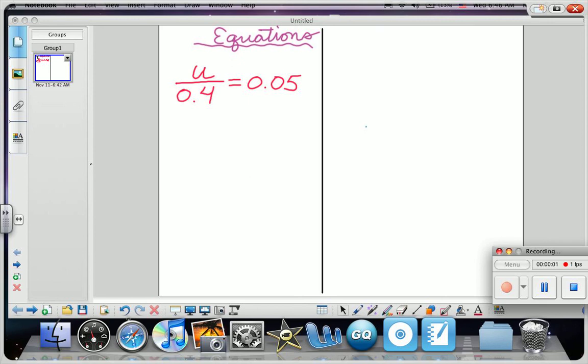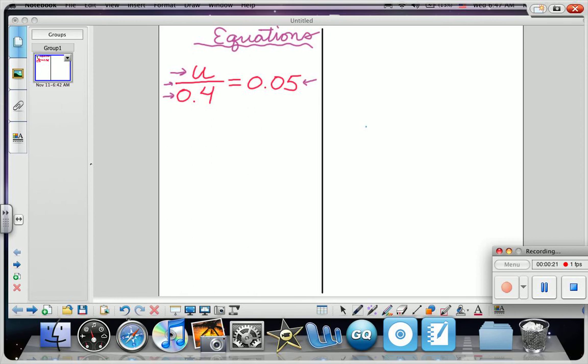All right, here's an example of some decimal equations. This one is involving division. Now I know this is division because if I read this equation, it reads u divided by, that's what the bar means, 4/10 equals 5/100.